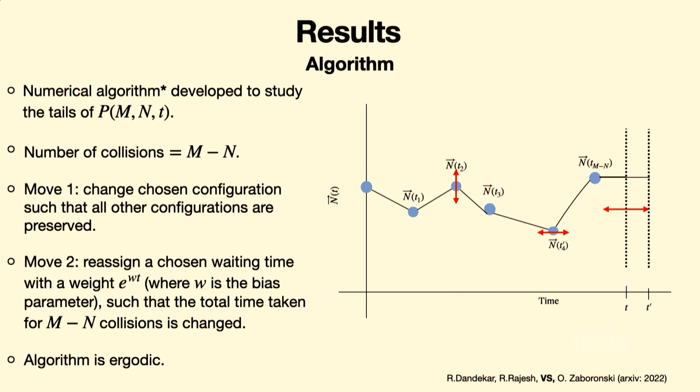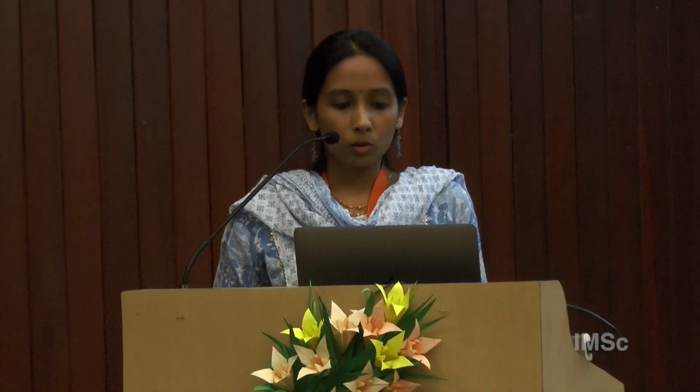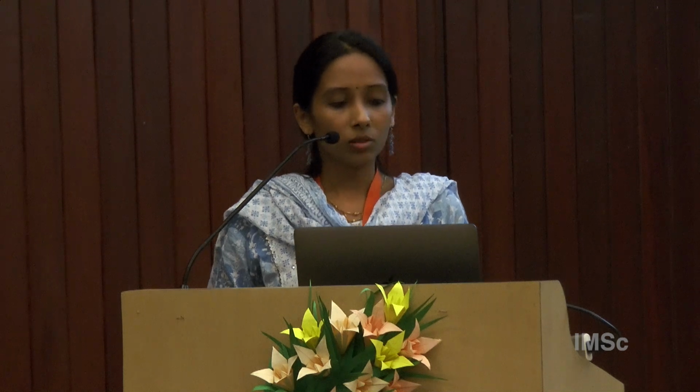We also developed an algorithm to access these atypical trajectories. This algorithm involves two moves. The first move is that I choose a certain collision and a certain configuration and then just alter it so that none of the other configurations in the trajectory changes. So the trajectory is essentially changed only at a certain point, slightly perturbing the trajectory is what I'm doing. So it looks like this to visualize it.